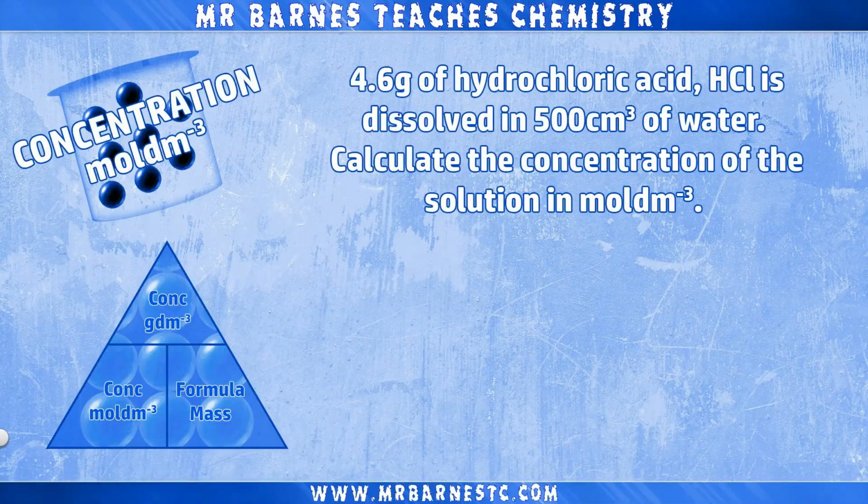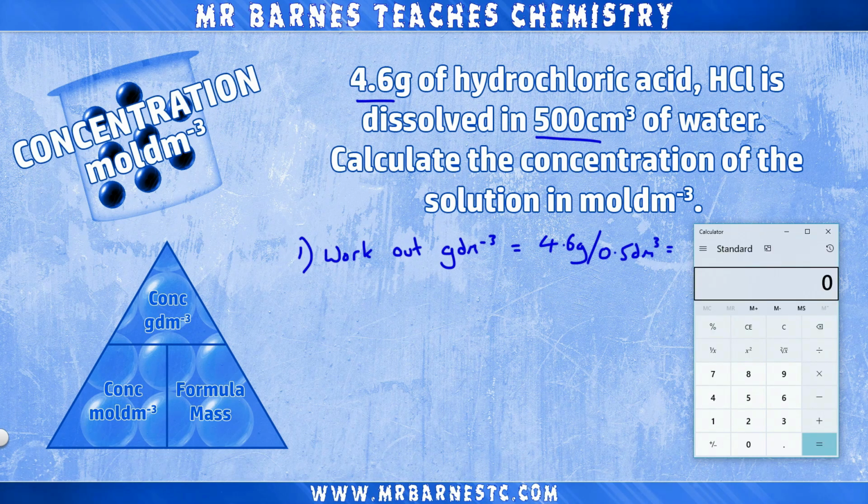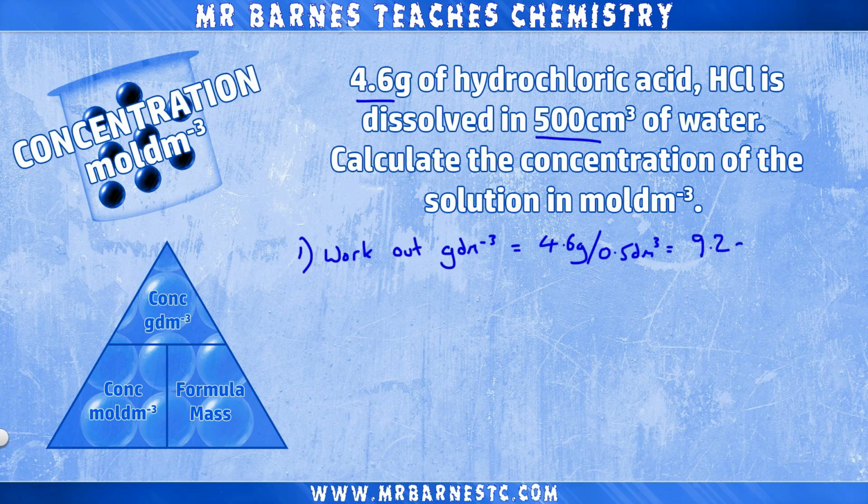Let's see this in action then. 4.6 grams of hydrochloric acid, HCl, is dissolved in 500 centimeters cubed of water. Calculate the concentration of the solution in moles per decimeter cubed. The first step is to work out the concentration in grams per decimeter cubed. Concentration in grams per decimeter cubed is mass divided by volume in decimeter cubed, so 4.6 grams divided by 0.5 decimeter cubed, that comes out to 9.2 grams per decimeter cubed.